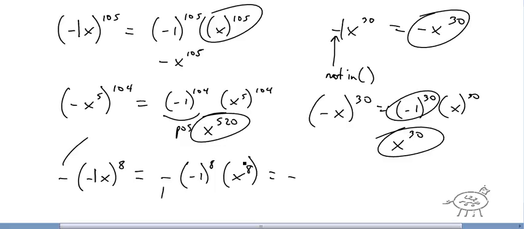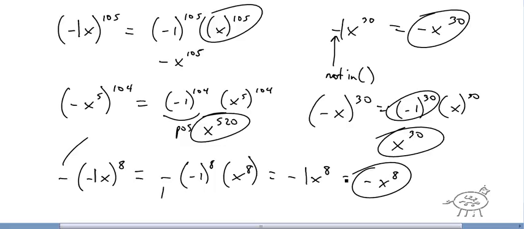It's negative, and then negative 1 to the 8th is positive 1. That's x to the 8th. Oh, so there's our answer. Usually don't write the 1 in there, so it's negative x to the 8th, and that's your answer to that problem. Okay? Very straightforward, but the negatives are probably one of the more confusing things with these exponents, and you just got to be careful.